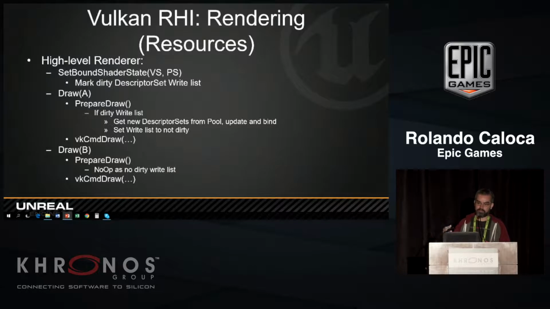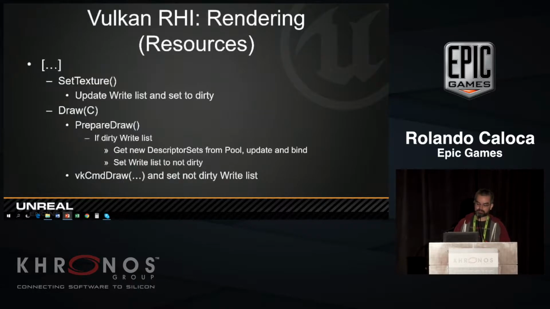Call vkCmdDraw. Then the next draw call, prepare draw, does the same thing. It checks if the write list is dirty. It's not in this case, so it will just not do anything, and then call vkCmdDraw. Then we switch a texture, so it goes and updates the write list and sets it to dirty. And we get the third draw call, which calls prepare draw again. The write list is dirty, so we allocate a new set of descriptor sets, update them, and bind. Then it marks it as not dirty, and we call draw again.